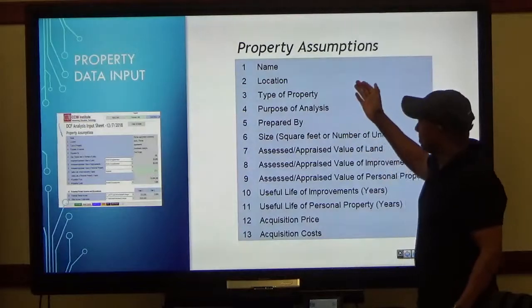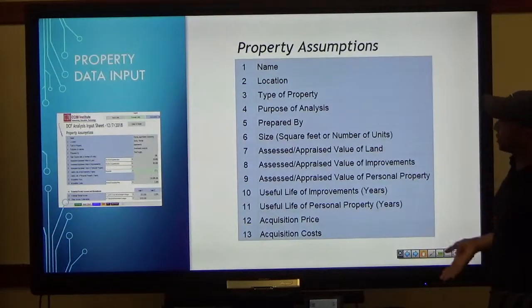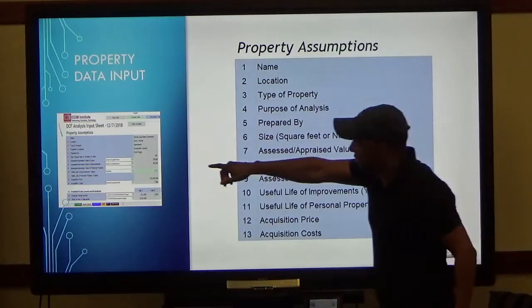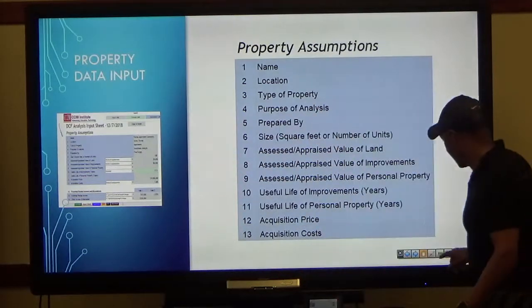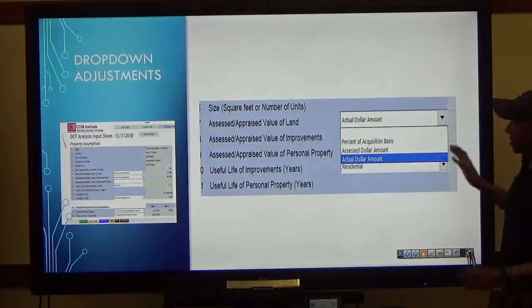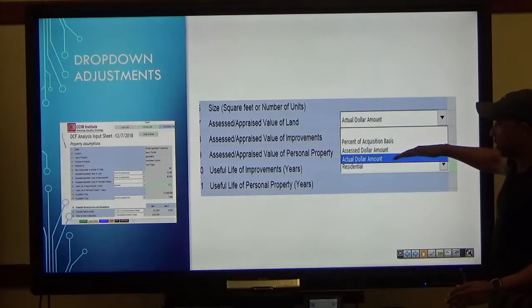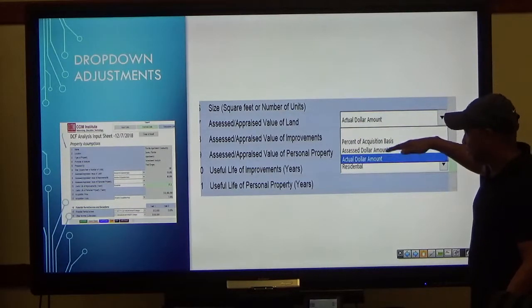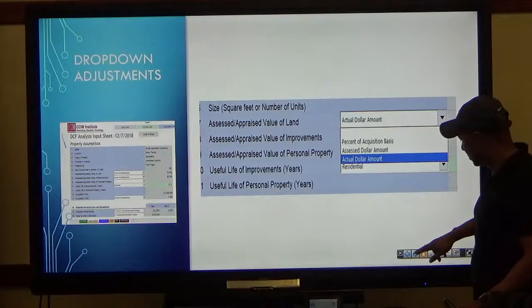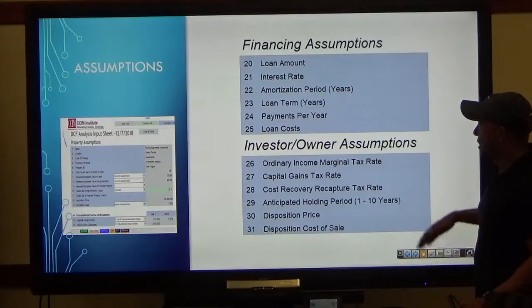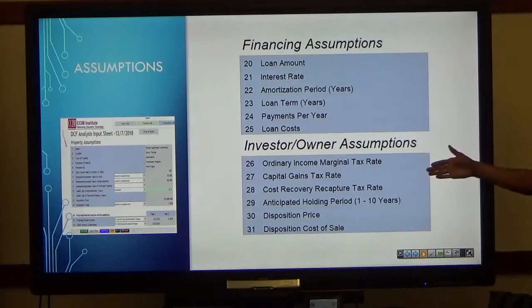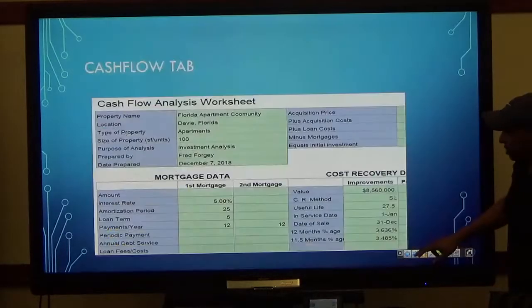And these are the inputs, the property assumptions you put in. These are the different assumptions. You plug them into the sheet there, as you see it displayed. Drop down menus are available in there, and you plug in your data there, or change the data as required. These are the assumptions for the financial and investor owner assumptions.